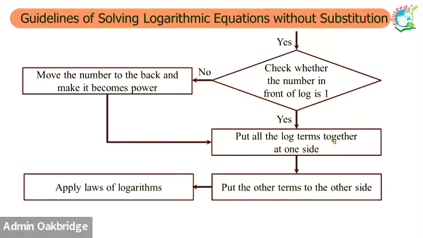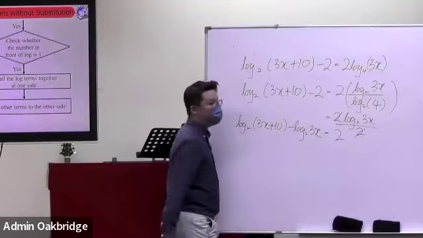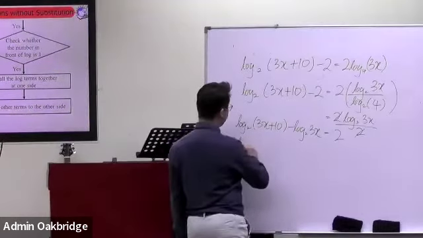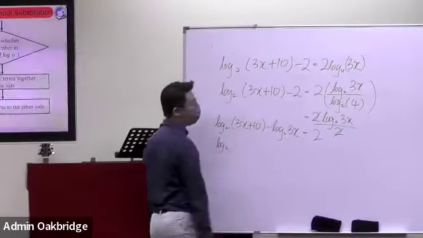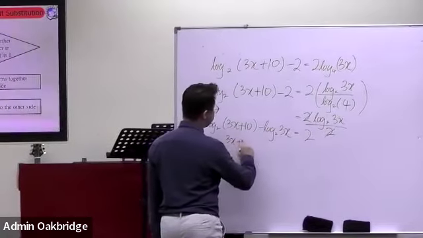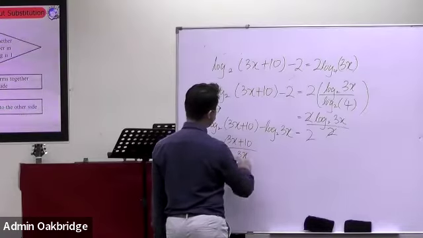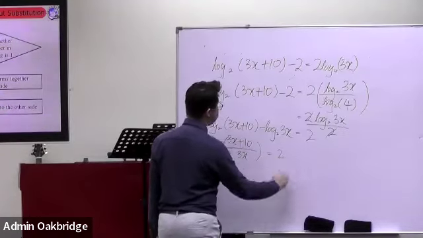Okay, apply the laws of logarithm. Now you apply the laws of logarithm. So this is a difference of 2 logs. You want to make it a single log, you should use what? You know it is division, right? Division. 3x plus 10 over 3x, and then equals 2.